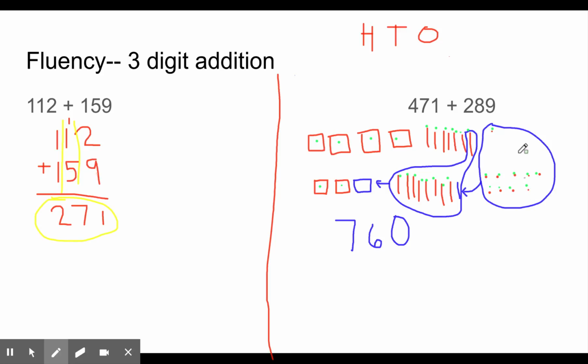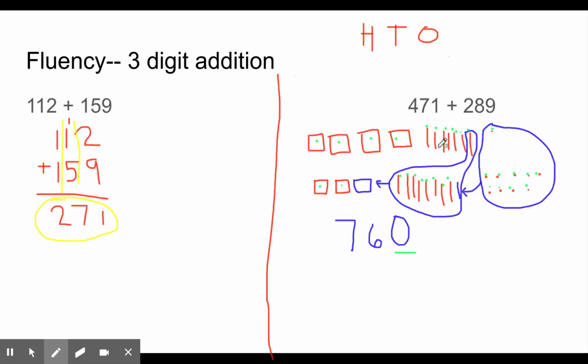9 ones plus 1 1 equals 10. So I circle my ones, draw an arrow, and move my 10 over here. I have 0 ones left. 7 tens plus 8 tens plus 1 ten is going to equal more than 10. So I know I'll need to make 100.